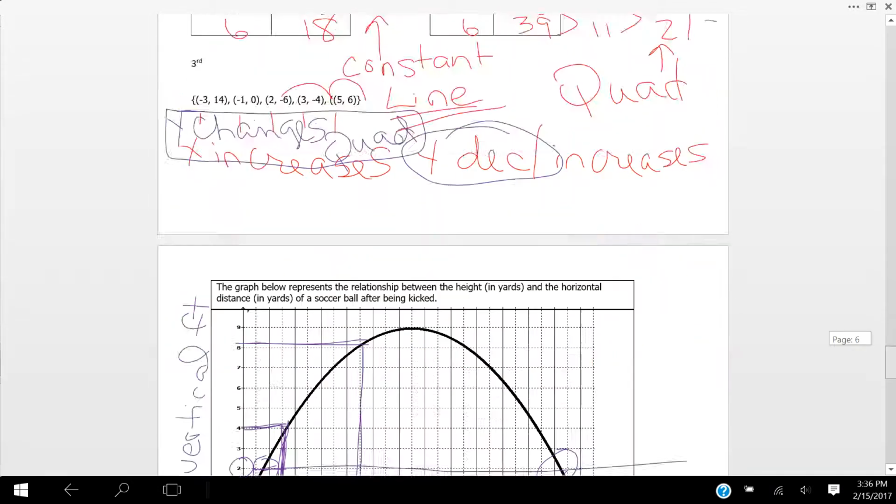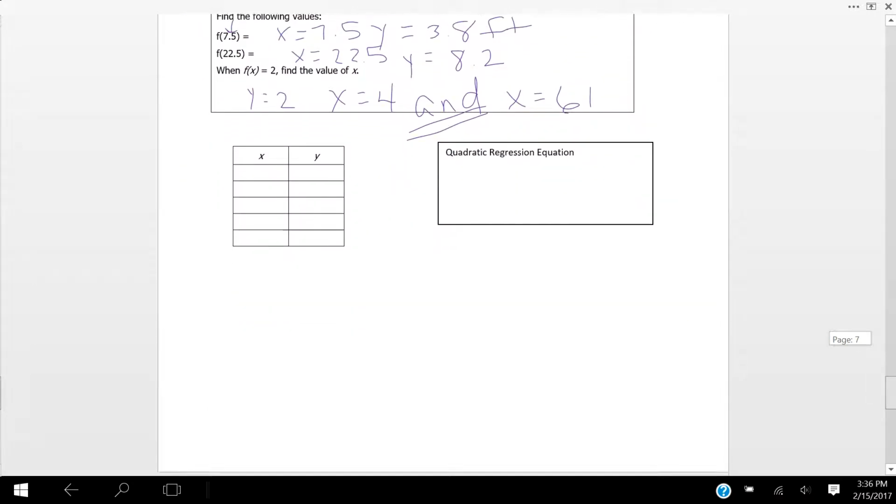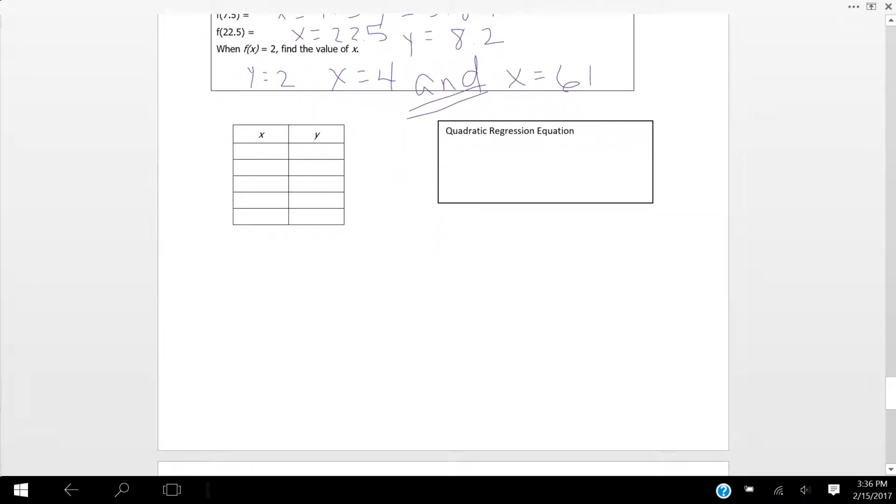And then for the next part, I'm going to go ahead and give you some values for x and y, and we're going to do a quadratic regression on the calculator. So let's do 7 and 8, 20 and 15, 33 and 24, 47 and 26, and 60 and 24.